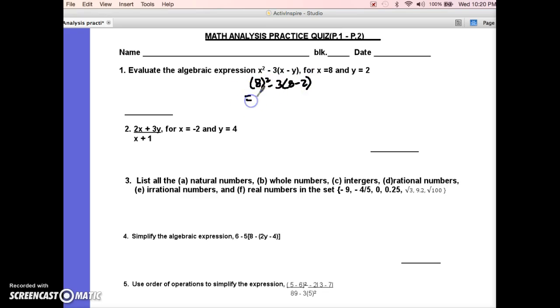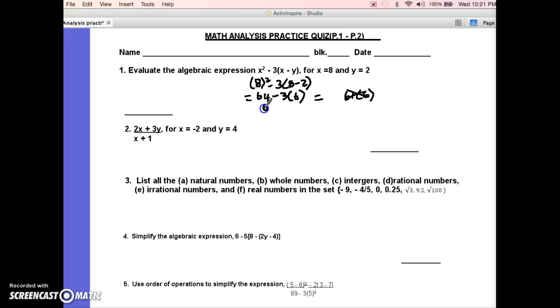So this one will work out to 8 squared, which is 8 times 8, not 16 now, but 64, minus, we're going to do 3, so the parentheses first, consistent with the order of operations. 8 minus 2 is 6. I think I've seen some of you who make this mistake, which I'm going to make here and then correct it. 64 take away 3 is 61 times 6. Okay, this is wrong because you don't do subtraction before you do multiplication.